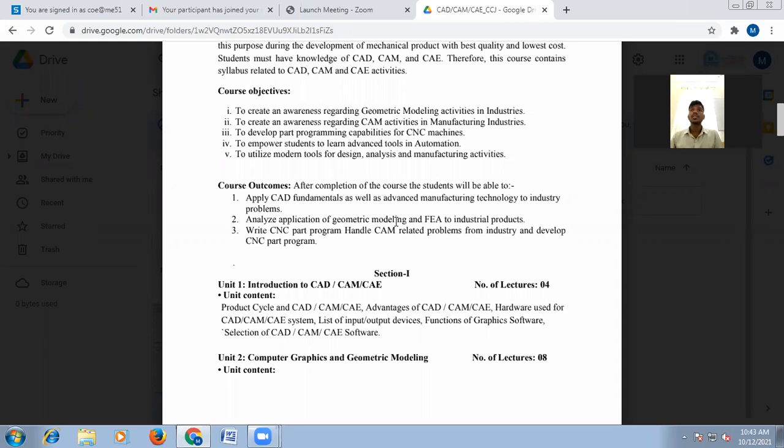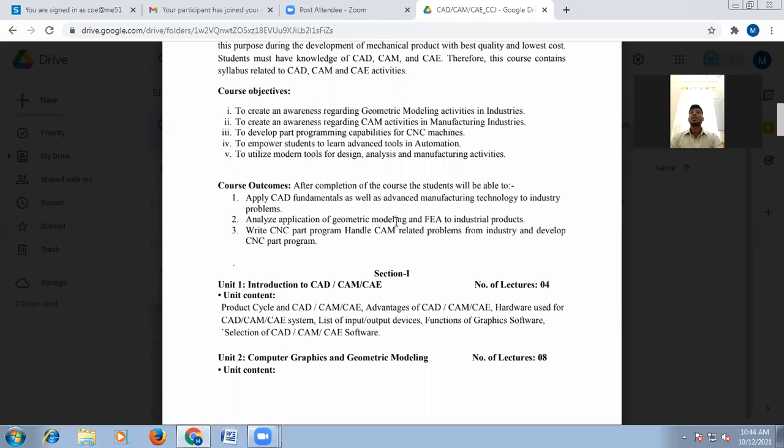Okay, third is to develop part programming capabilities for CNC machines. After completion of this subject, you should be able to make separate programming for separate operations like milling, drilling. Okay, so for these different operations there are different programs, using G and M codes. There is a lot of programming there, so it is very important for such huge CNC working. At that time you have to know how to develop the CNC programming.